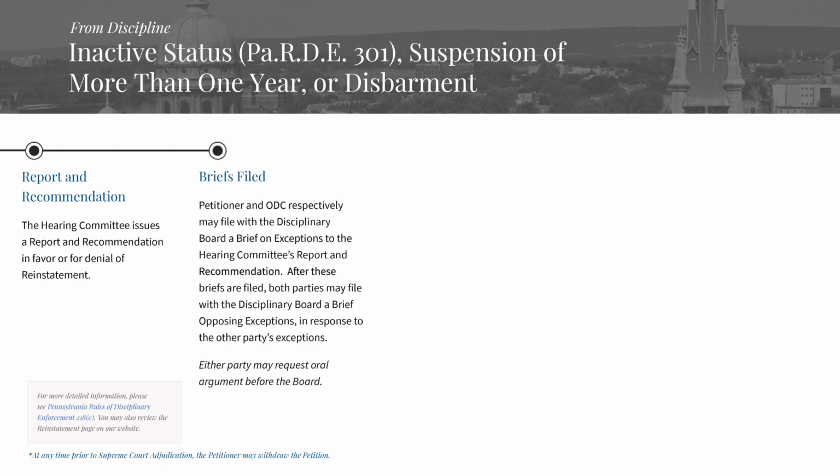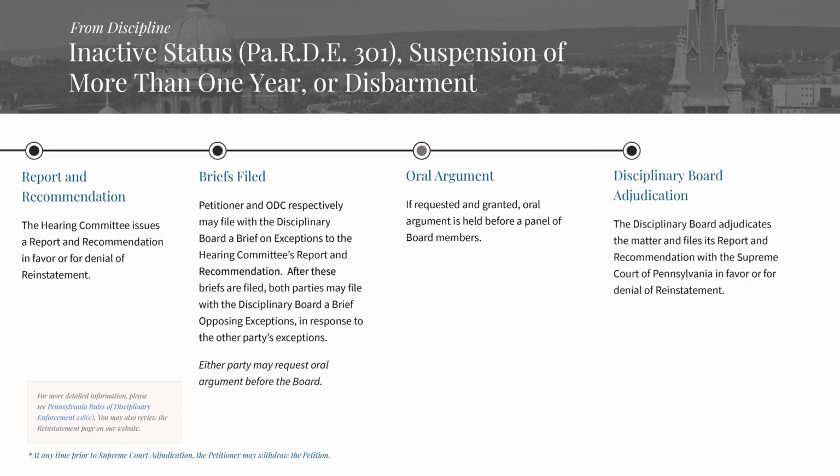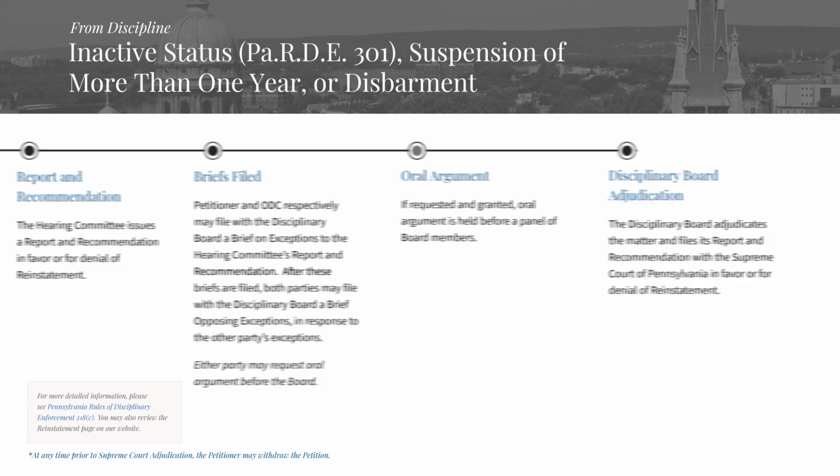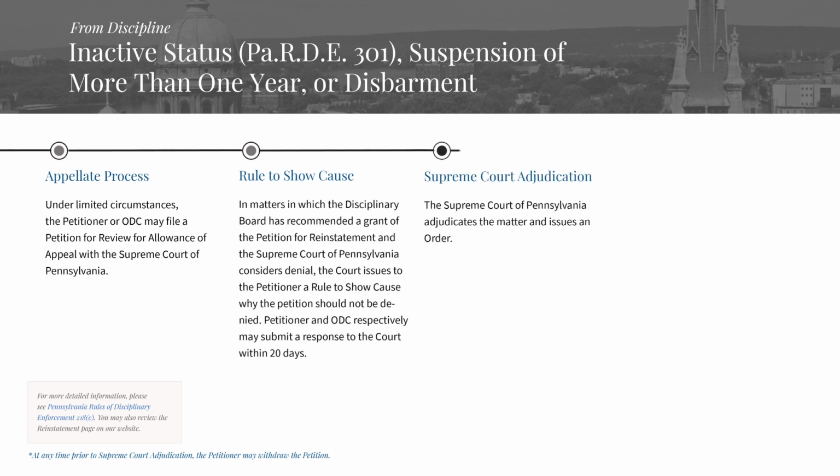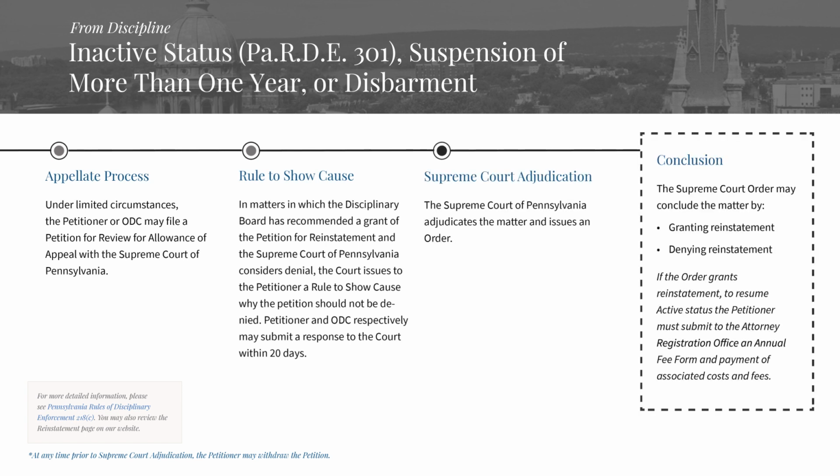Both parties may then file briefs on exceptions to the hearing committee report. They also may file opposing exceptions in response to the other party's brief. Either party may also request oral argument to be heard before a panel of disciplinary board members. The disciplinary board will adjudicate the matter and file a written recommendation with the Supreme Court of Pennsylvania. The Supreme Court concludes the matter by either granting or denying reinstatement.